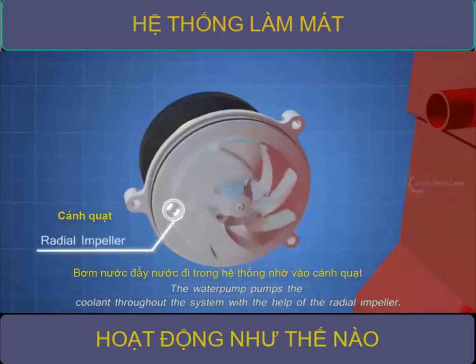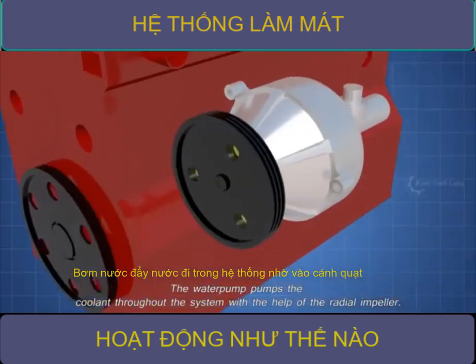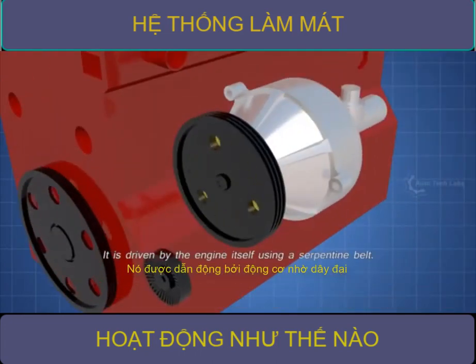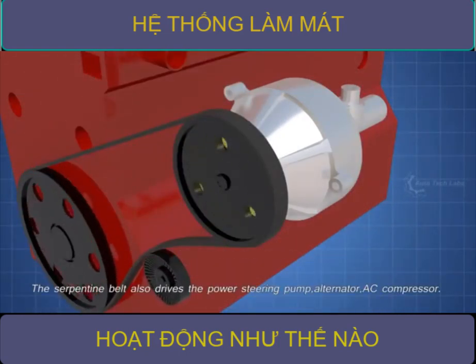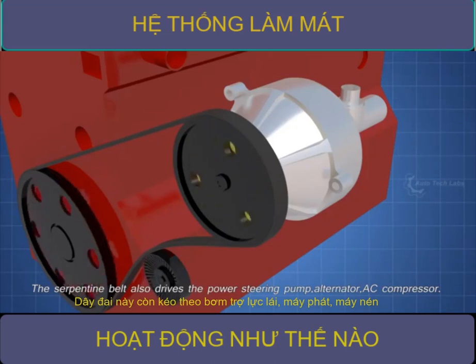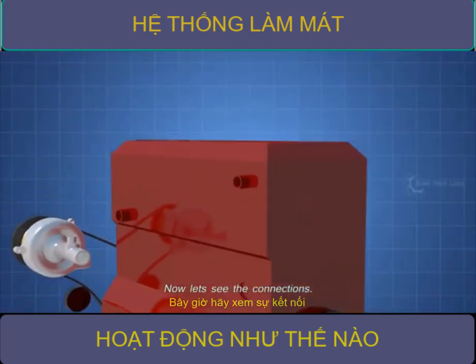The water pump pumps the coolant throughout the system with the help of the radial impeller. It is driven by the engine itself, using a serpentine belt. The serpentine belt also drives the power steering pump, alternator, AC compressor. But for now only the water pump is shown. Now let's see the connections.